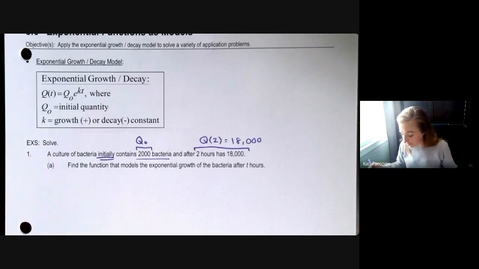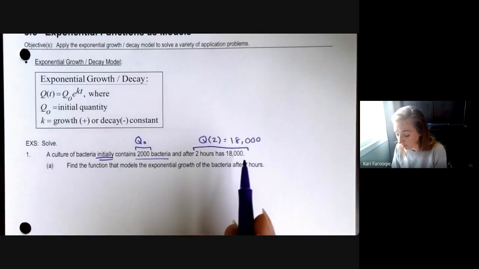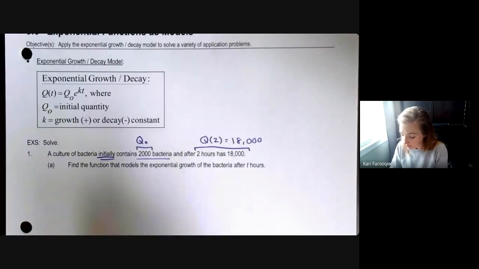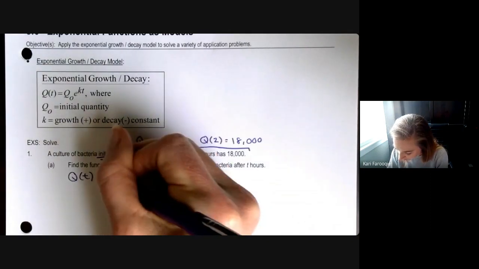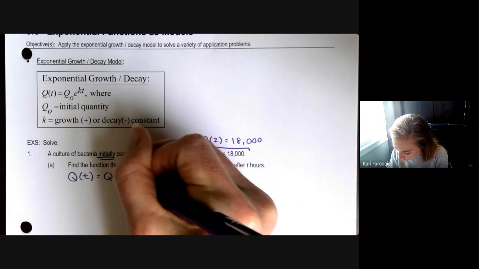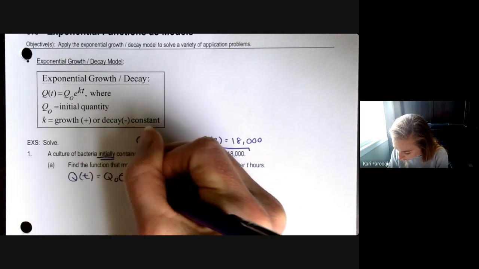So let's go ahead. In order to do this, if I know that Q of 2 is 18,000, I'm going to rewrite this down here. I know we have it directly above us in that box, but I want to be able to write this down and put in the components underneath. I know that Q of 2 is 18,000.